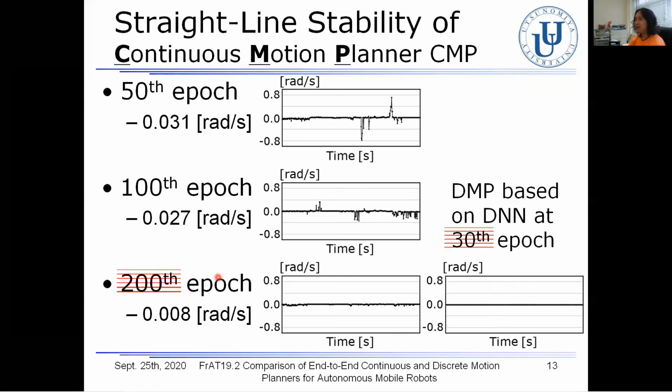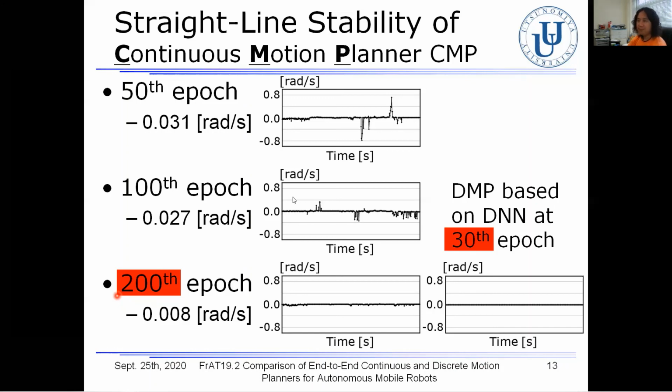In this regard, however, while the DMP was based on the deep neural network at the 30th epoch, the CMP was based on the deep neural network at the 200th epoch. This result indicates the effectiveness of the discrete motion planner for autonomous navigation of mobile robots at the lowest possible training cost.